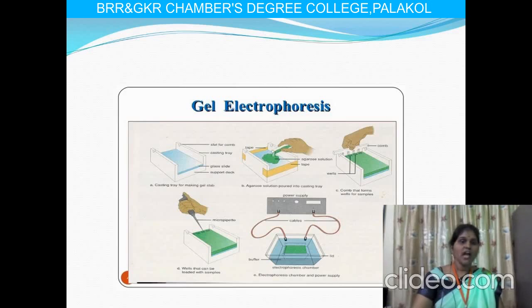Now we have to take the samples which we are going to separate, using a micro injection. These samples are added to the wells. After adding the samples, we have the electrodes, the anode and cathode, connected to the power supply, and the electrophoresis starts to move. Now the separation will take place.